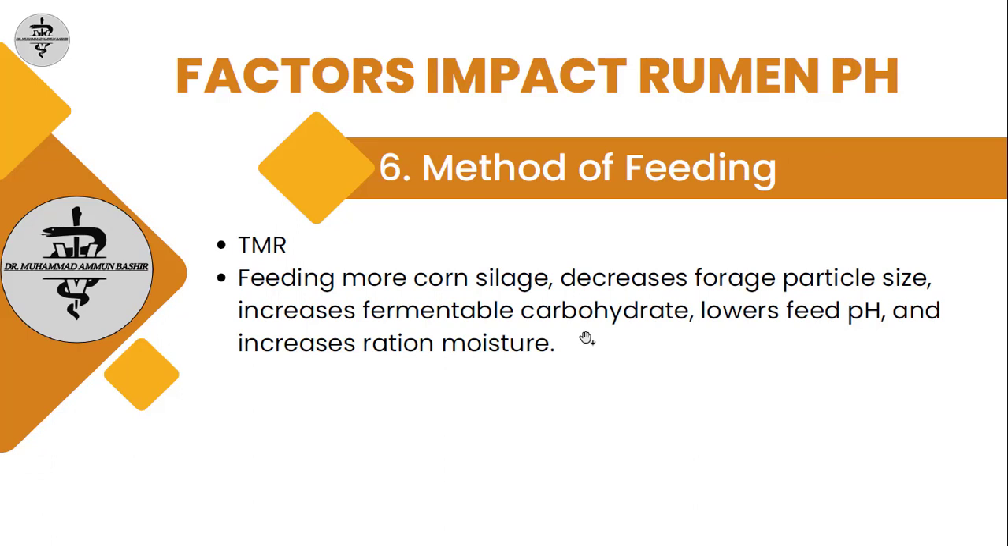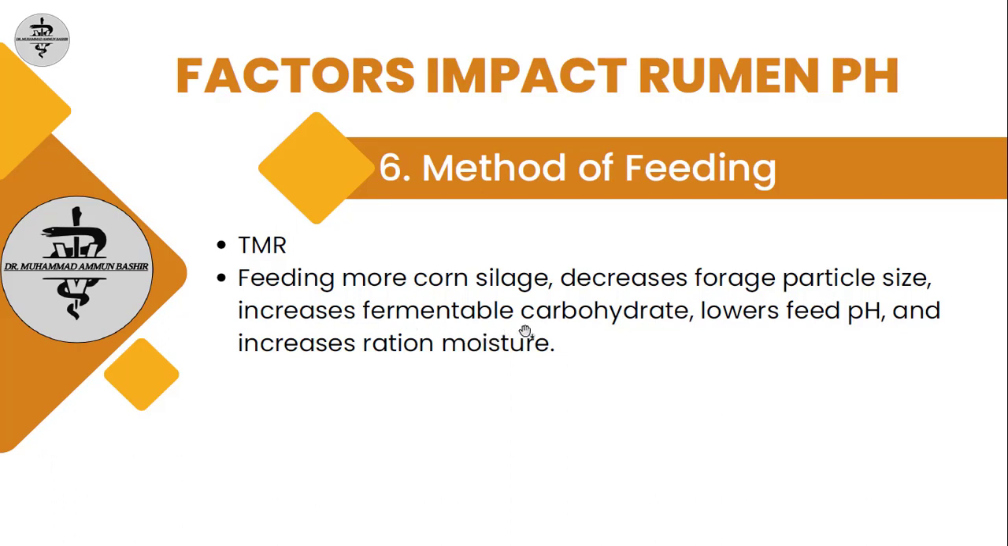The sixth one is the method of feeding. It also depends upon what we have fed to the cow, the TMR or just the concentrate, and these are all the factors that decrease the rumen pH, that lead the rumen towards acidosis. If you feed more corn silage to the cow, it leads to acidosis. Just like that, if there is a decrease in the forage particle size, due to this, they will not make the forage mat inside the rumen. There is less digestion of the fiber, ultimately leading towards acidosis.